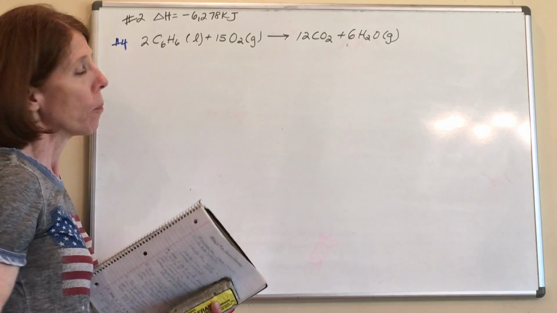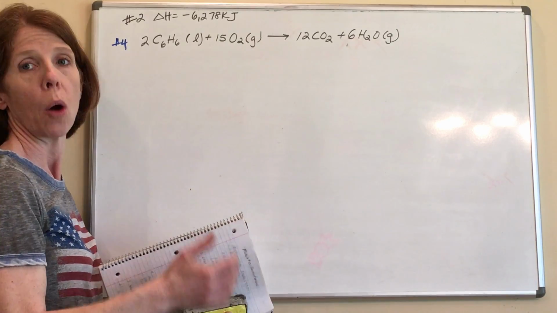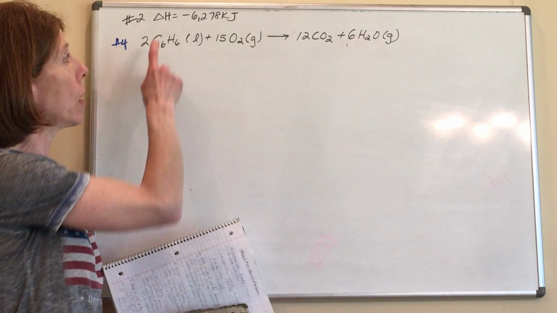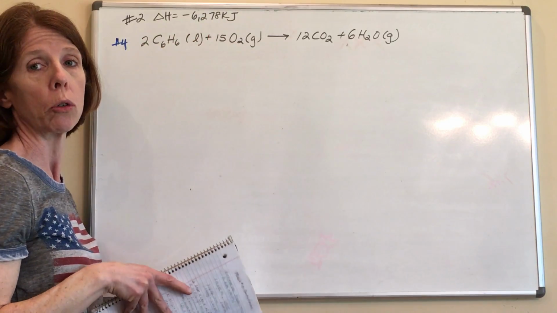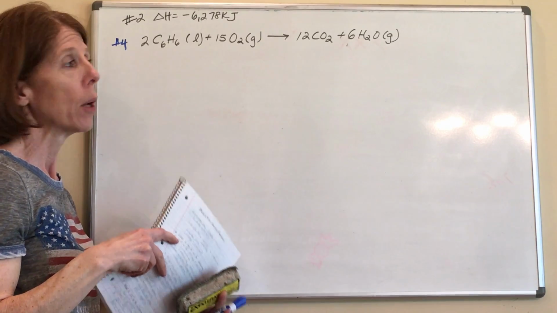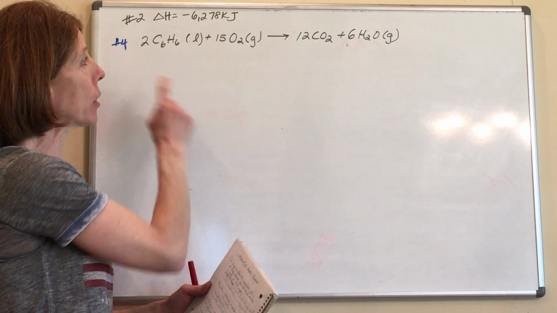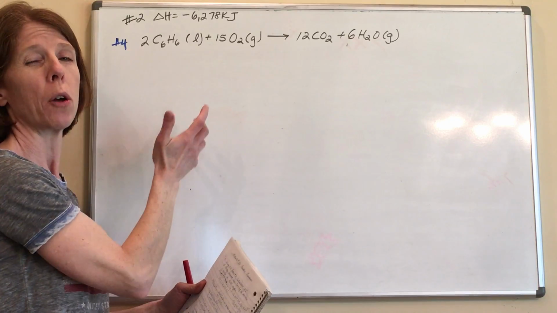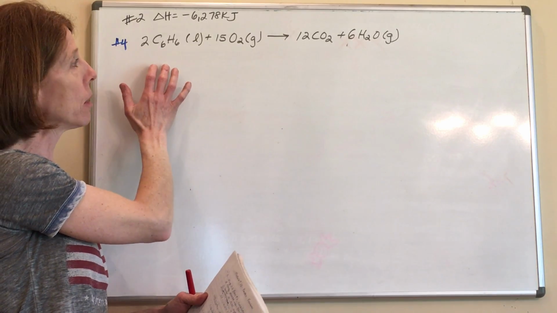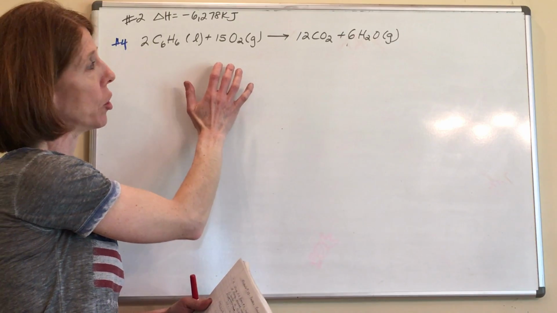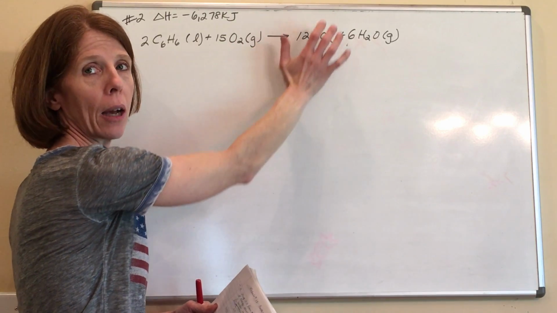First of all, we know from problem number 2 that the amount of energy released for this chemical reaction is negative 6,278 kilojoules. Before we jump into the math, let's look at the type of equation we have, which we also talked about in class last week. We have benzene, a compound with carbon, and we're burning it in the presence of oxygen to produce carbon dioxide and water.